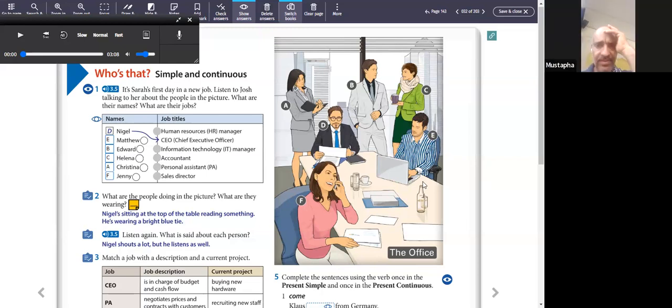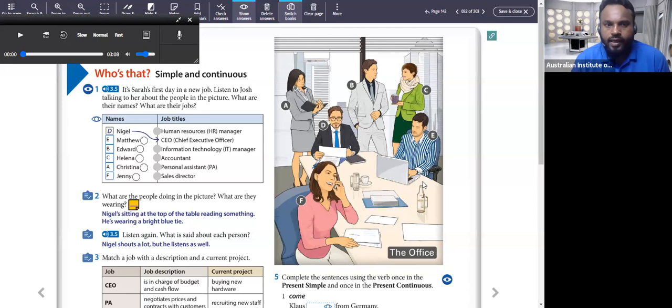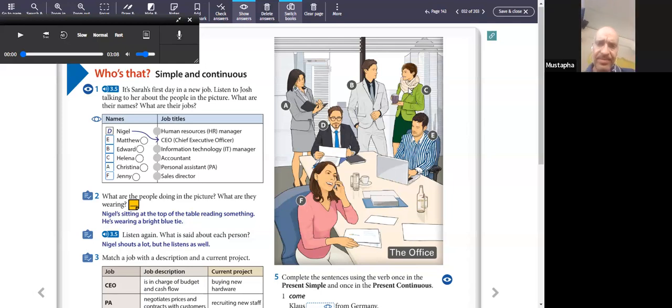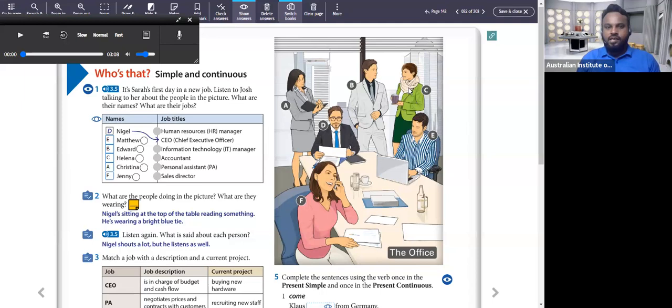Okay, we have done Nigel, Matthew, Edward. Now, Helena, number C. Helena, what is she doing? Can you remember anything? Now we're listening for accountant. That's right. Accountant. He works with money. We heard that. Yes, accountant.